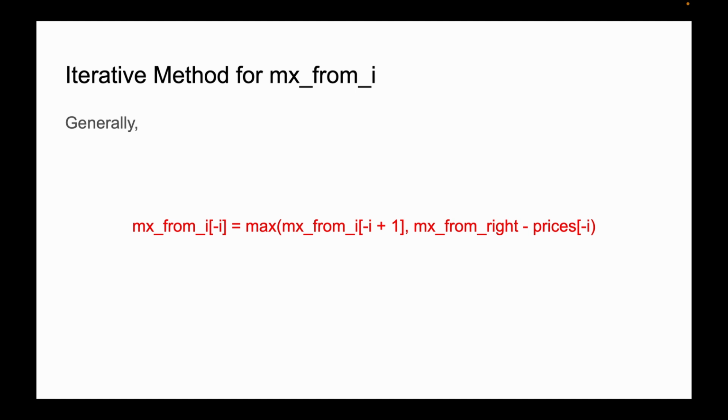Generally, this is how you formulate the maximum from I array. The maximum from I at the negative ith index is the maximum of the maximum from I at the negative I plus 1 index, and the maximum from right minus the prices at the negative ith index.